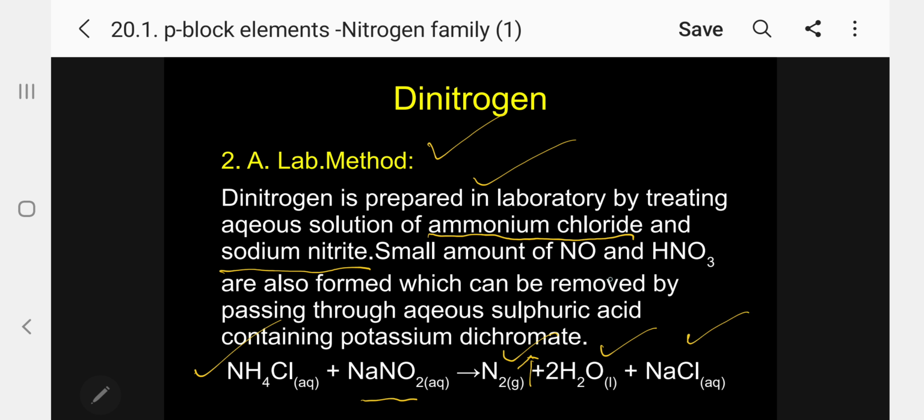A small amount of NO and nitric acid are also formed as impurities, which can be removed by passing through aqueous sulfuric acid containing potassium dichromate. Kindly follow. So the actual reaction gives us nitrogen, water and sodium chloride.